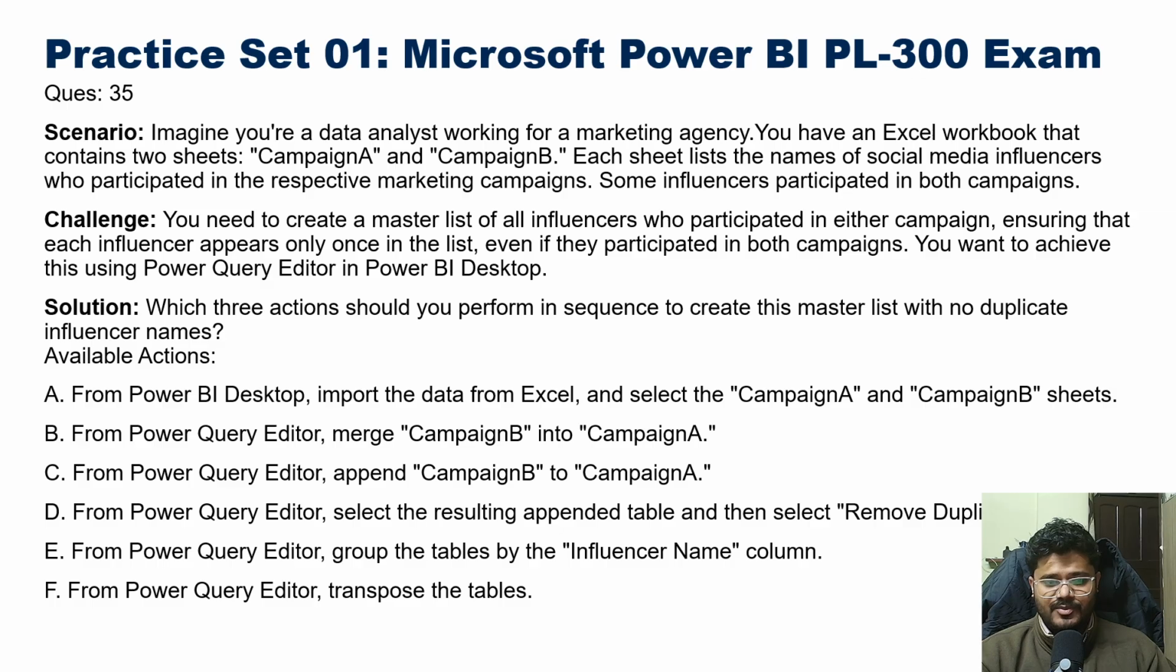Available actions are: option A, from Power BI Desktop, import the data from Excel, select the campaign A and campaign B sheets. B, from Power Query Editor, merge campaign B into campaign A. C, from Power Query Editor, append campaign B to campaign A. D, from Power Query Editor, select the resulting appended table and then select remove duplicates. E, from Power Query Editor, group the tables by the influencer name column. And F, from Power Query Editor, transpose the tables.